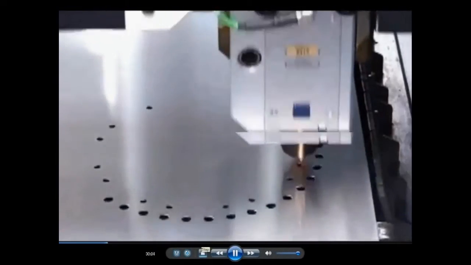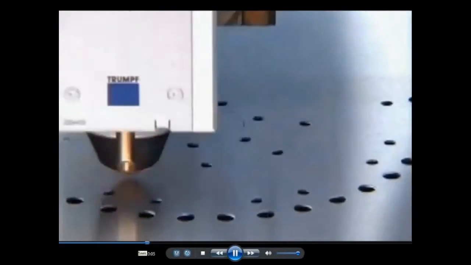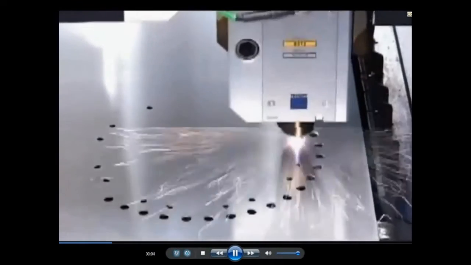This is a CNC laser cutting machine. Instead of a turning tool or milling cutter, the tool here is a laser beam. The controller moves the laser beam along a tool path to cut metal plates.